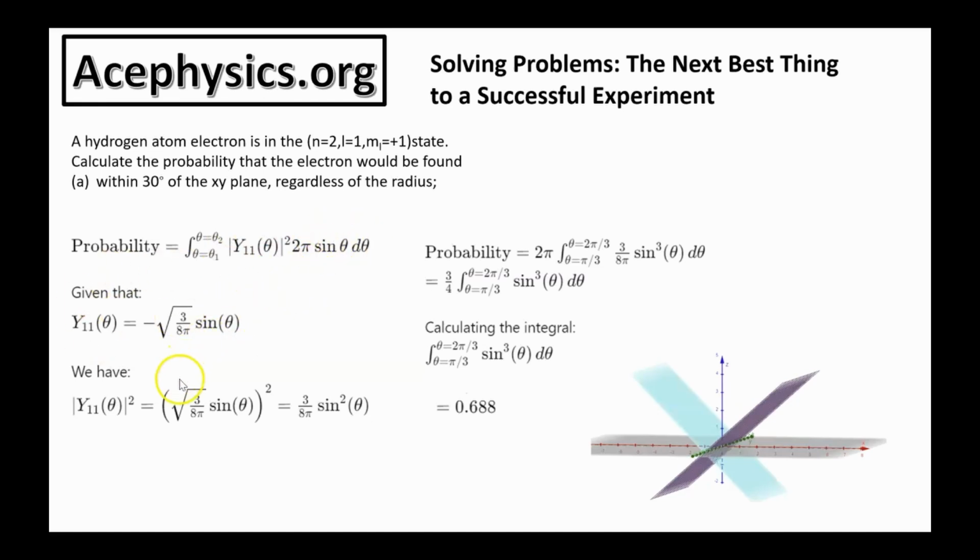We know Y11, and Y11 squared is given by 3 over 8 pi sine squared of theta. We'll then take this and plug it in, and we have to perform this integral. You can perform the integral any way you want to. When you do perform the integral, you get 0.68, or a 68% chance that you're going to find the particle within this region all the way around the circle.